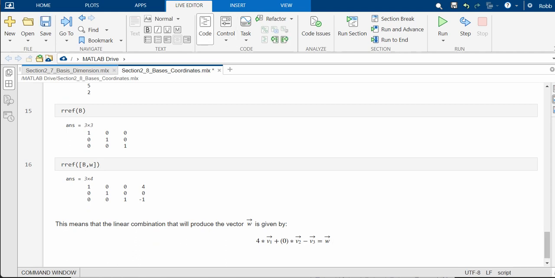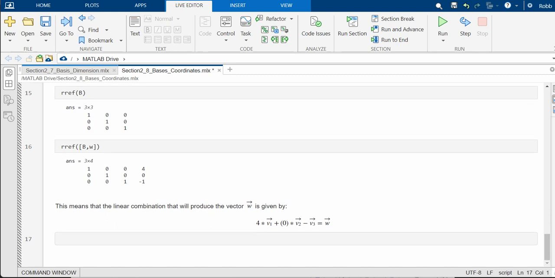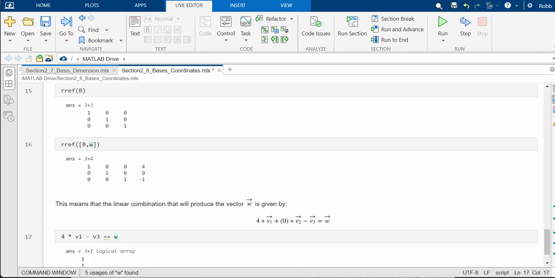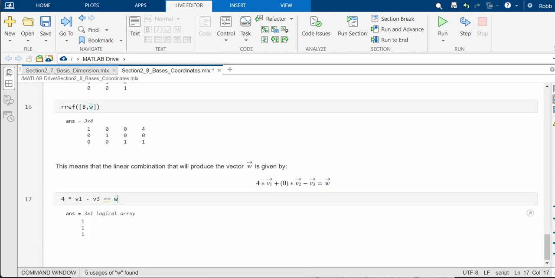Let me switch to this. Why? Because I want to do 4 times V1 minus V3, and I want to do equal and see if that's equal to W. And notice that I get all ones. Okay, so that means that yes, it's true.